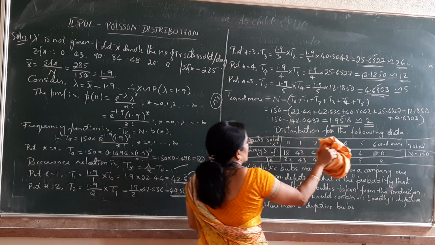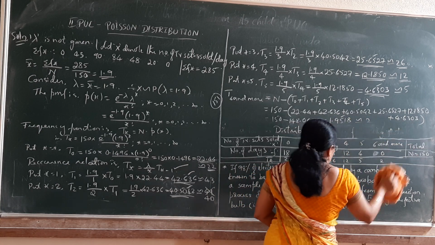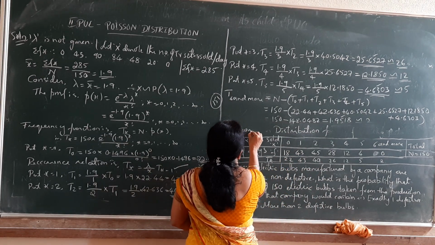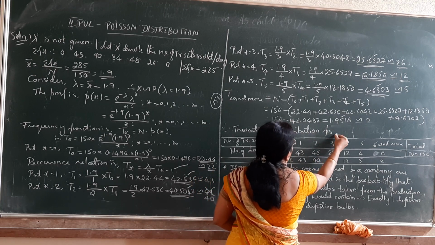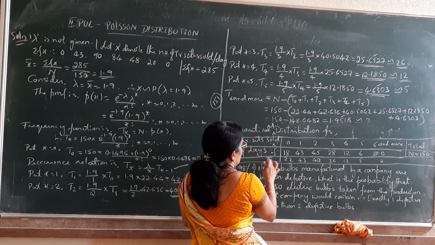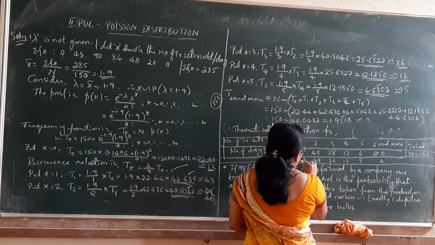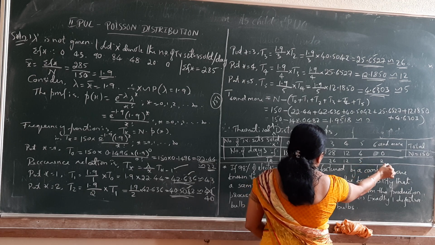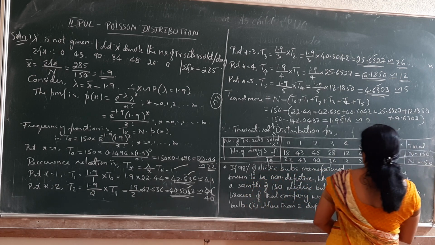Therefore the theoretical frequency distribution is, write this x, f, last row is Tx, that is 22, 43, 40, 26, 12, 5 and 2. Now this sum becomes 150.